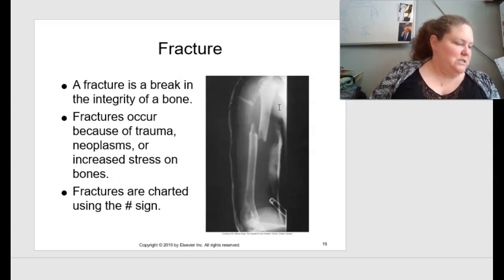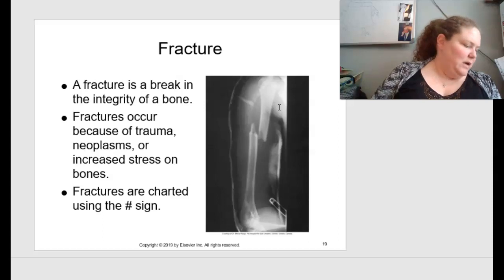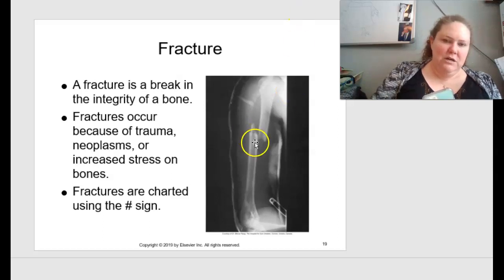And so I'm going to show you a picture. That's why I'm pulling up my phone. And this is figure 9.3 on page 167, okay? And this shows a fracture of the mid-shaft of the humerus.